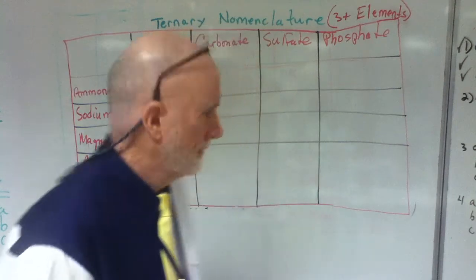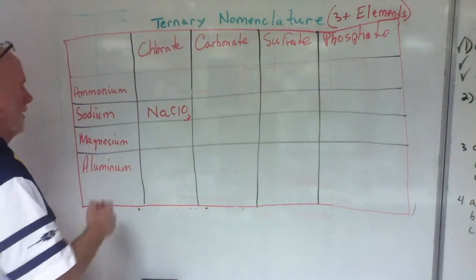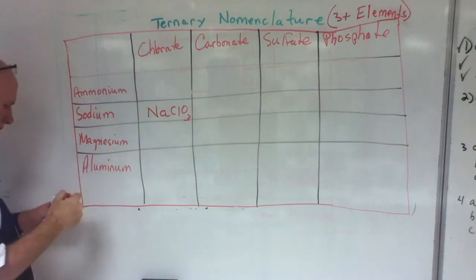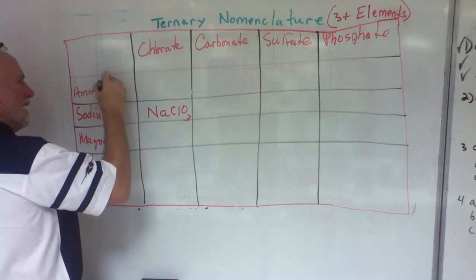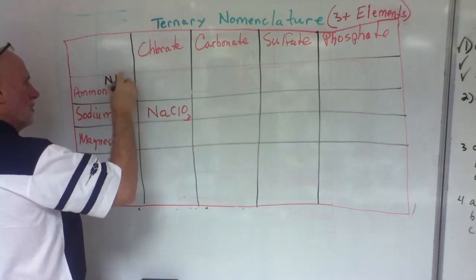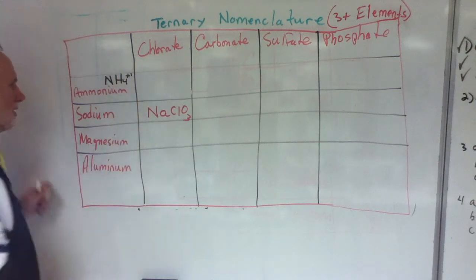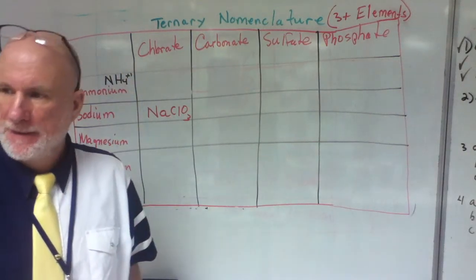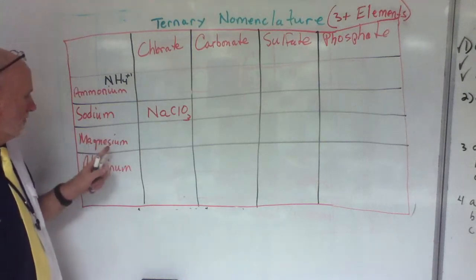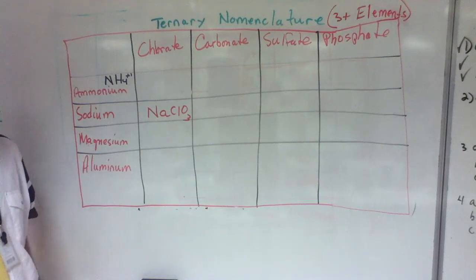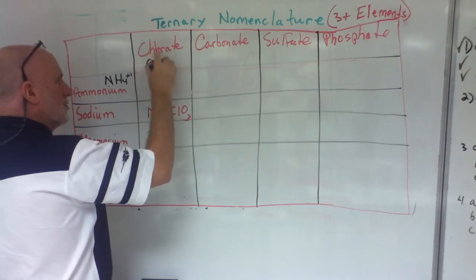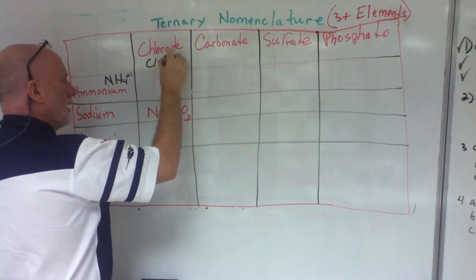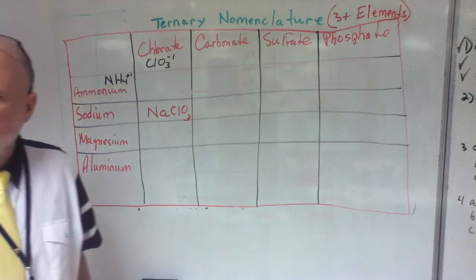Okay? Yes? Okay. Shall I write the formulas here? This is NH4 plus 1 charge. That's ammonium. That's sodium, magnesium, aluminum. You know how to do those, right? Right? This is chlorate. Chlorate, as you know, Laura, is ClO3 negative 1 charge, right?